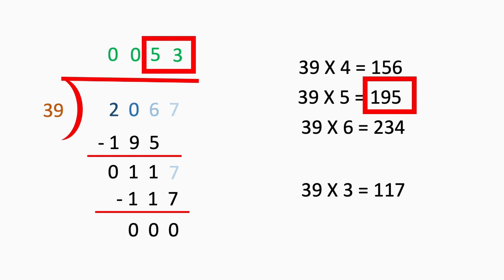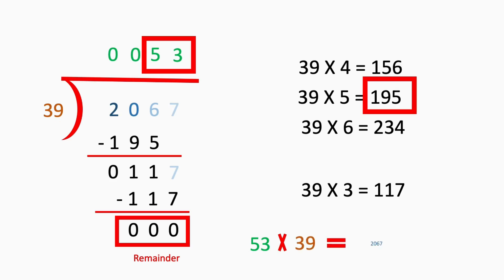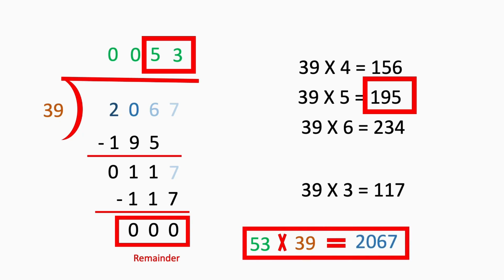The inverse operation shows us whether the result of our division is correct or not. So, we multiply the quotient, which is 53, by the divisor, which is 49, and we can see that the answer is 2076.